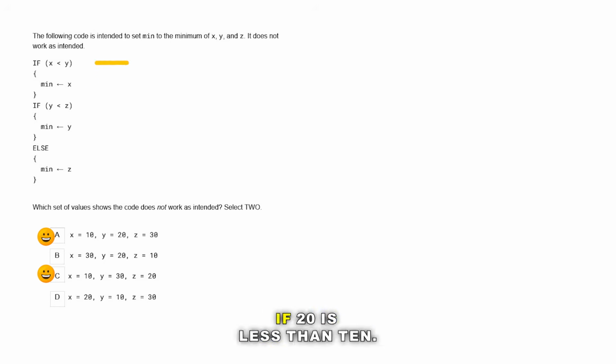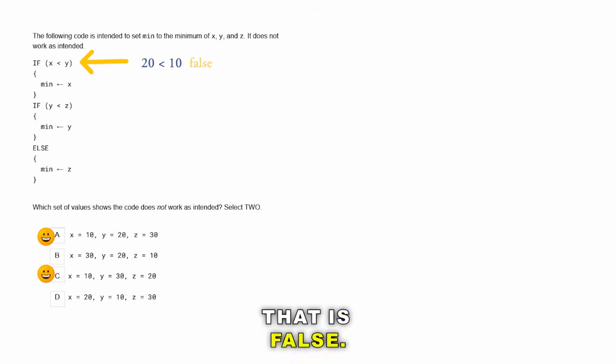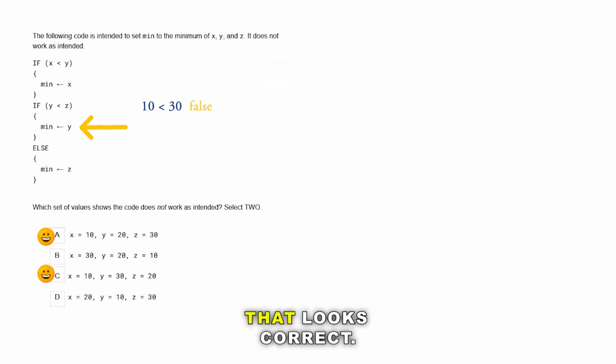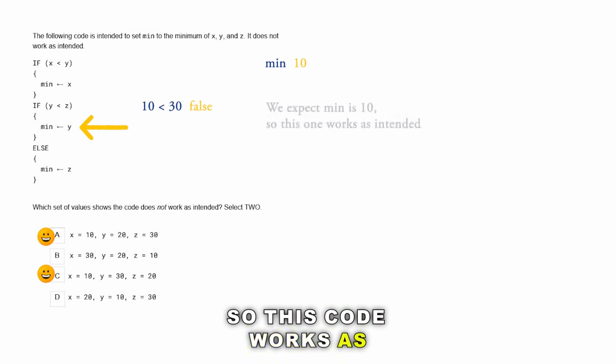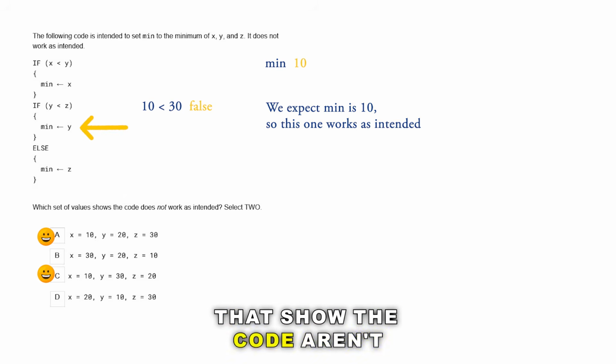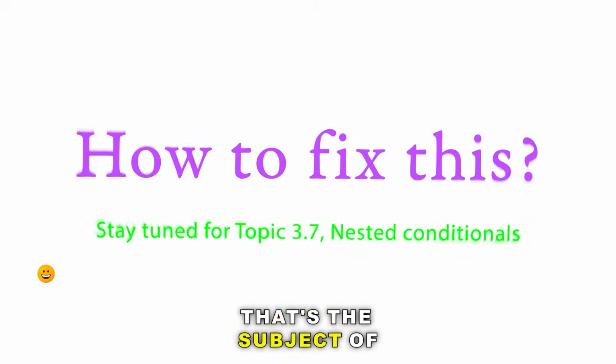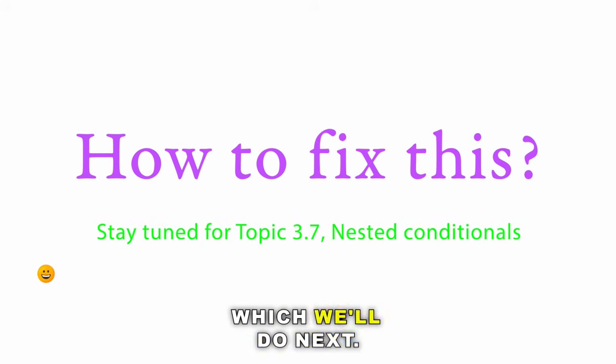If x is less than y, if 20 is less than 10, that is false, so we don't run the code in the if. Next up, if y is less than z, if 10 is less than 30, that's true, so minimum is equal to y, which is 10. Min is equal to 10. That looks correct, so this code works as intended. So the cases that show the code aren't working are A and C. How do we fix this? That's the subject of topic 3.7, which we'll do next.